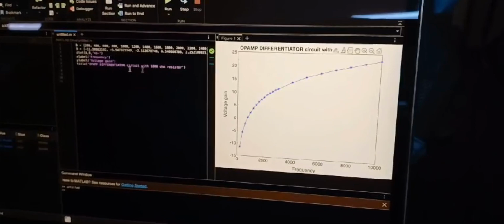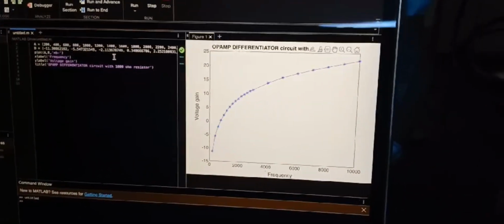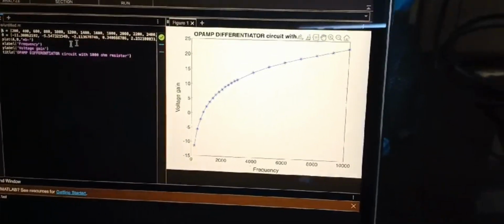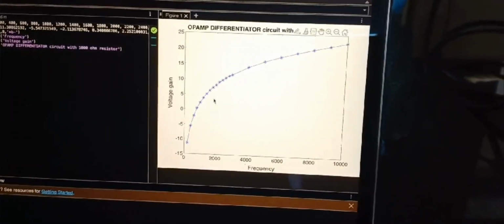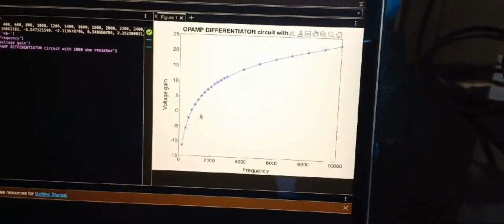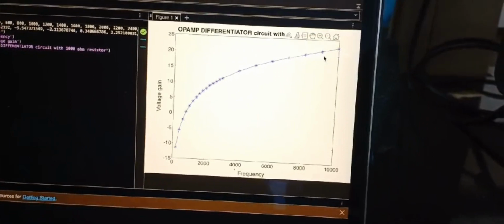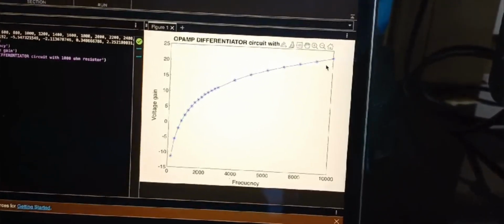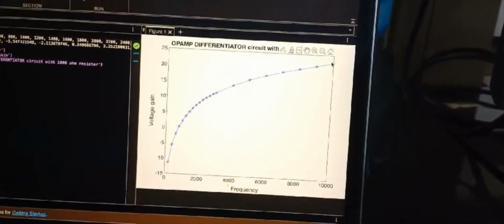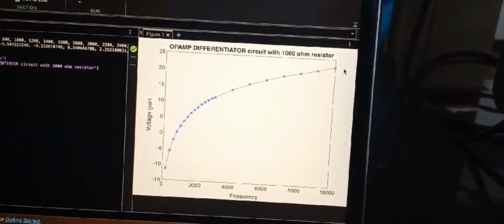So we have plotted the graph between frequency and 20 log V0 by Vi. We have written a small MATLAB code, and this is the graph which we have obtained. As you can clearly see from the graph, as the frequency increases, the gain increases, and after the frequency goes above 10,000, the threshold frequency, the op-amp will start saturating and we'll get approximately the same values.